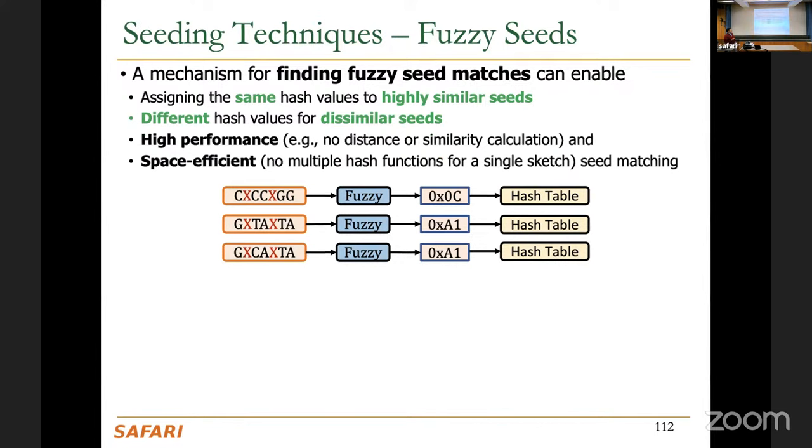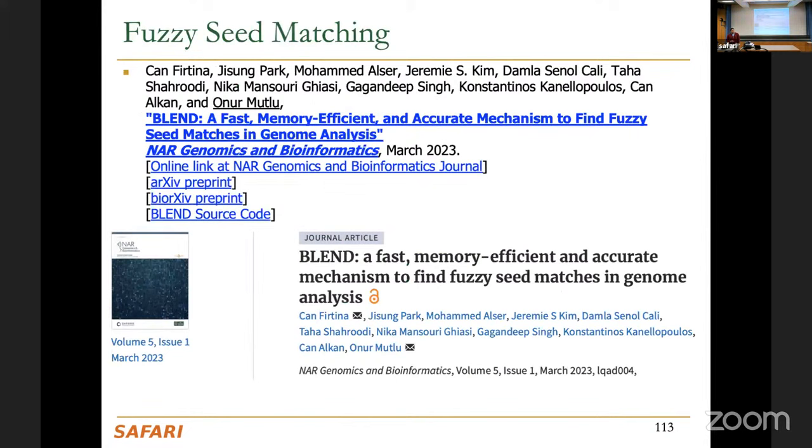So this was the problem that we tackled in this work. Essentially, what we tried to achieve is that for highly similar k-mers, we were still able to generate the same hash value, although they contain mismatches at any arbitrary position, so this is different from spaced seeds, while still generating different hash values for dissimilar k-mers. We explain this mechanism in this work, so if you're interested in this, you can take a look at it.